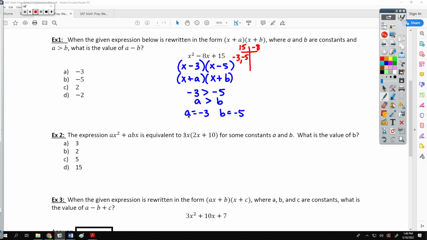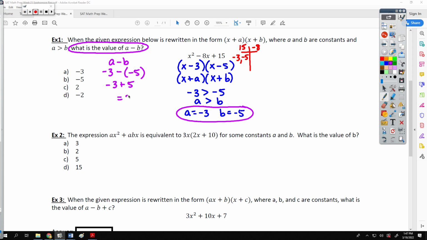As such, I can take those values, negative 3 and negative 5, and plug them in to find the value of a minus b. That would be negative 3 minus negative 5, which would really be negative 3 plus 5, or 2.